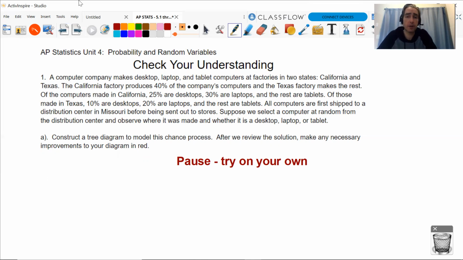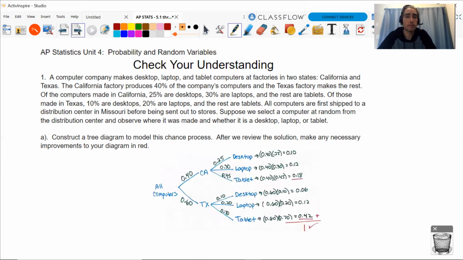For this first one, we're going to construct the tree diagram. Here's an example of what that would look like. Now, in this problem, notice that they give you the 40% from the Texas factories. Or excuse me, 40% from California. Texas makes the rest, right? We weren't given Texas's, but if we know that the rest has to add to 100, this is going to be 1 minus 0.4. So now we know Texas's.